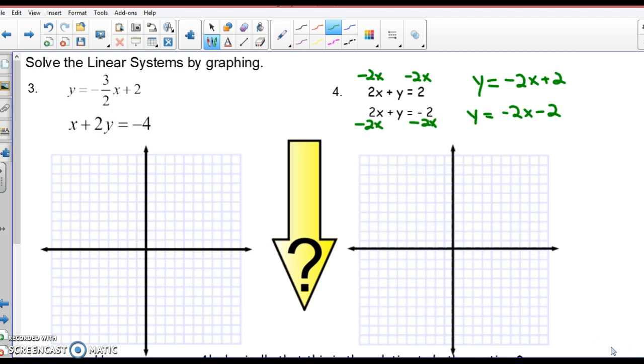First of all, tell me about those two lines. Who can tell me about those lines? They're parallel lines because they have the same slope but different y-intercepts. So what's the solution going to be? No solution because they don't intersect.